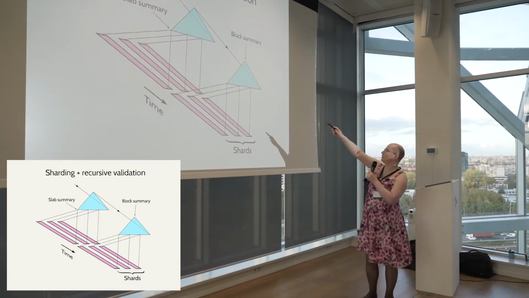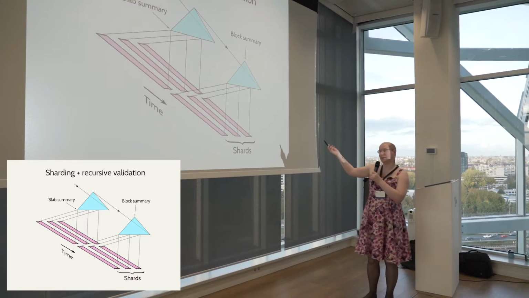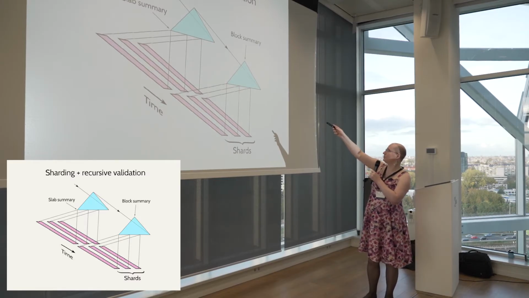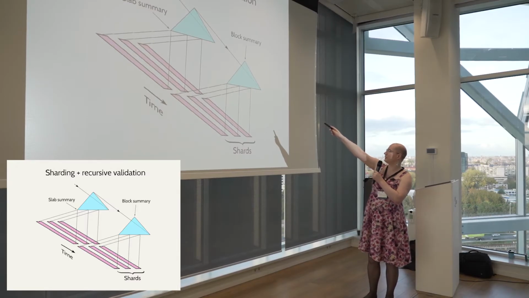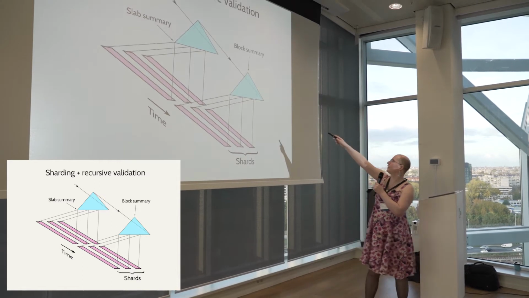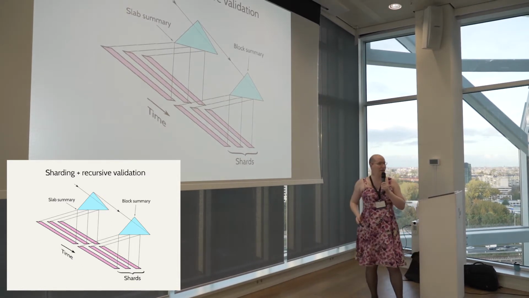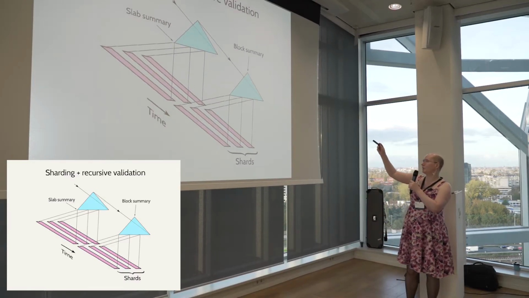And then this blue triangle: we have another layer of the system that is processing the summaries from the shards and also the summary from the previous block, and then creating a new summary of the state of the system. So this is fairly straightforward.